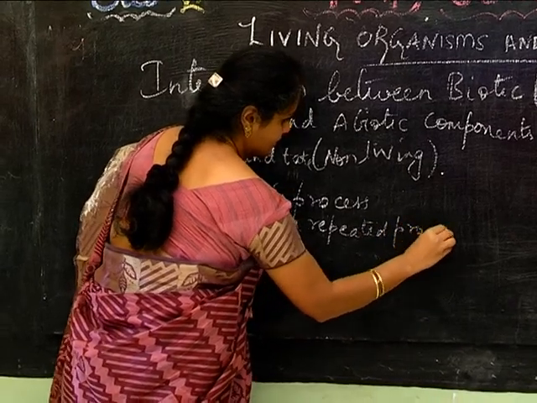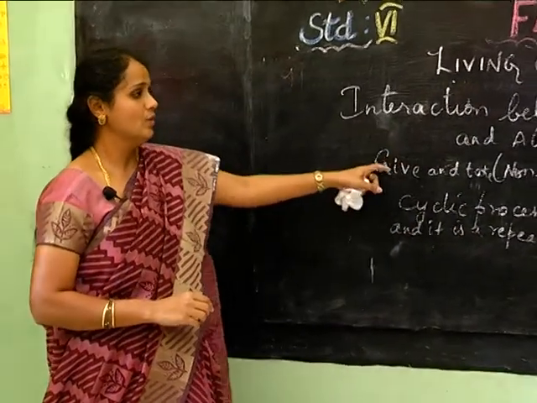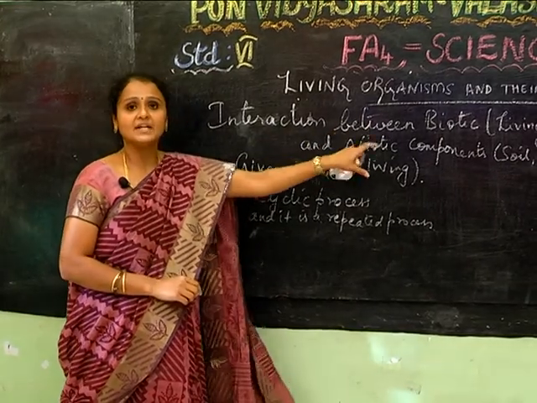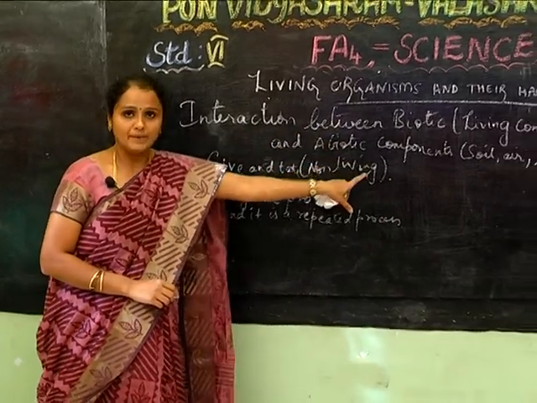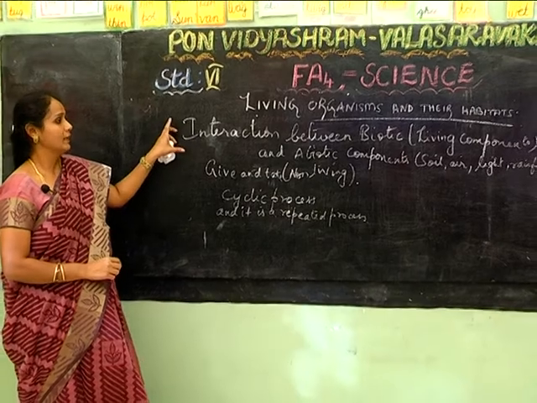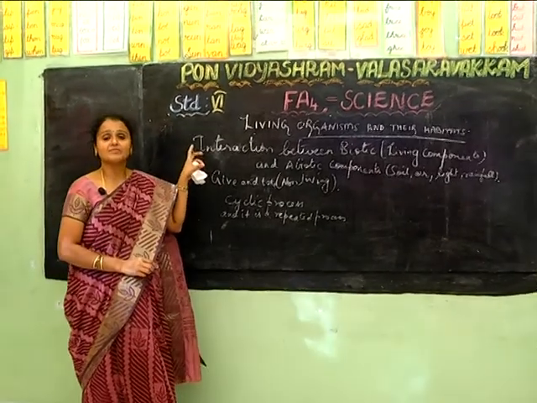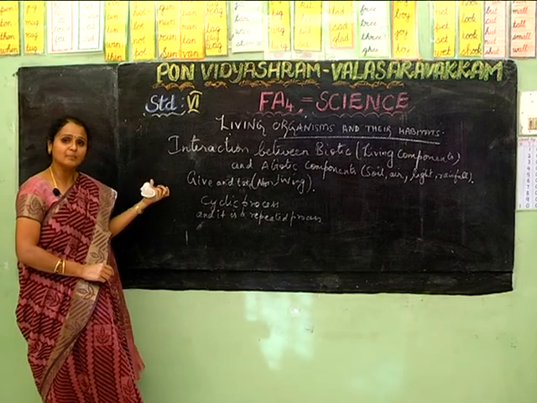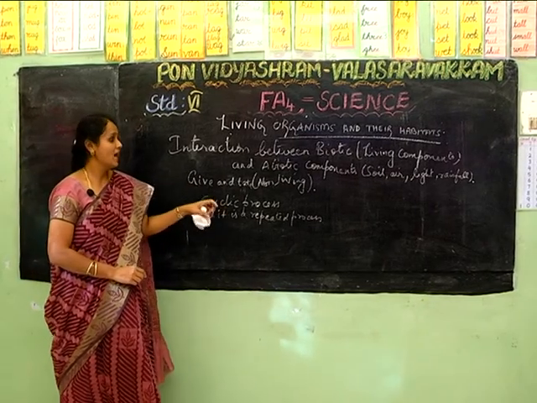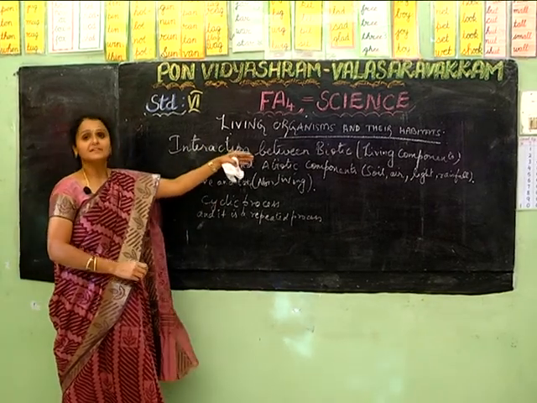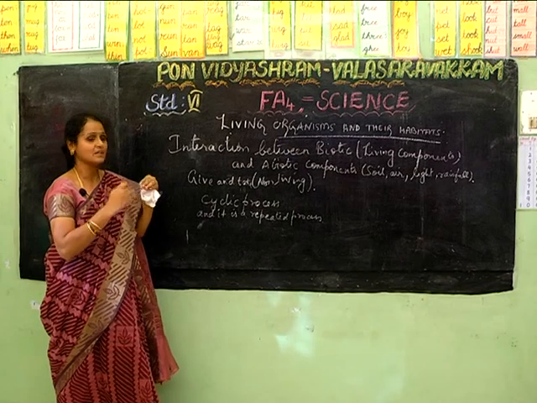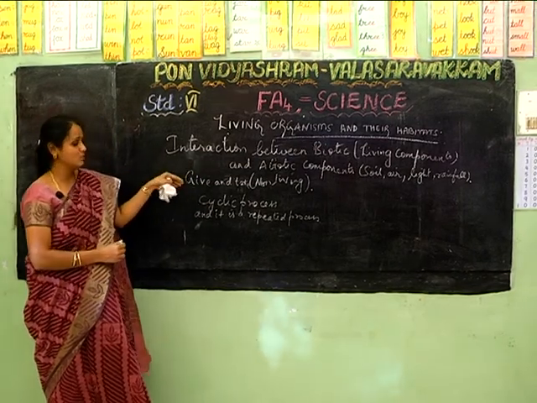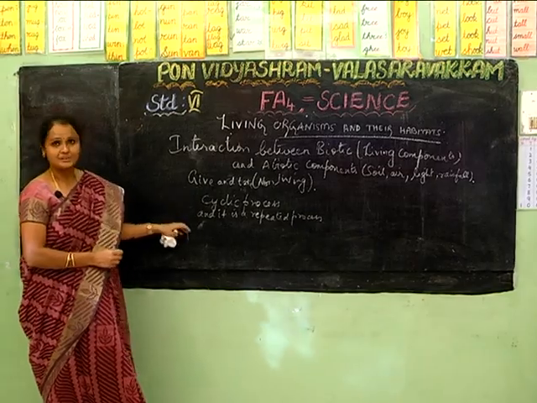So this is the way how there is an interaction between the biotic and abiotic components. From this we conclude that in this chapter we have seen about the living organisms, their adaptation in both plants and animals, and how the living organisms depend on non-living components, and how the non-living components depend upon living components. In this way I will conclude the chapter. Thank you.